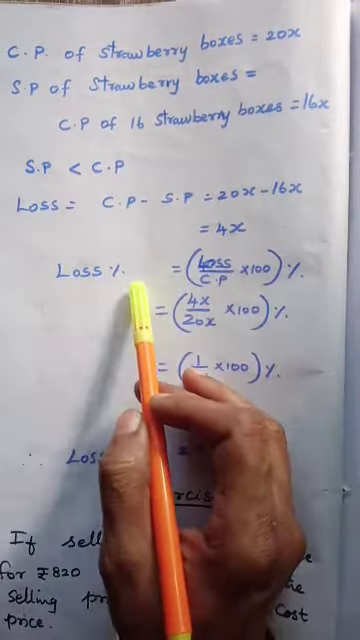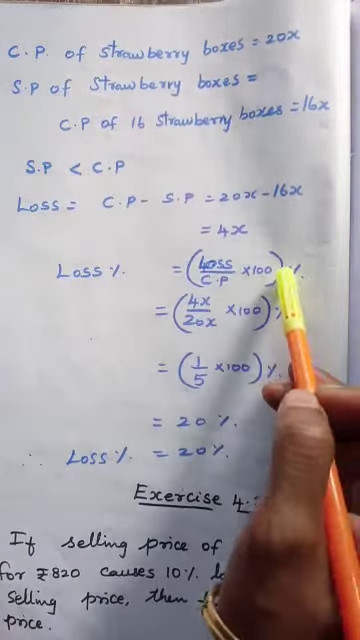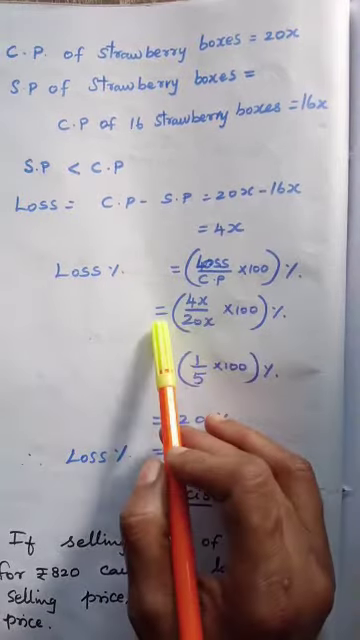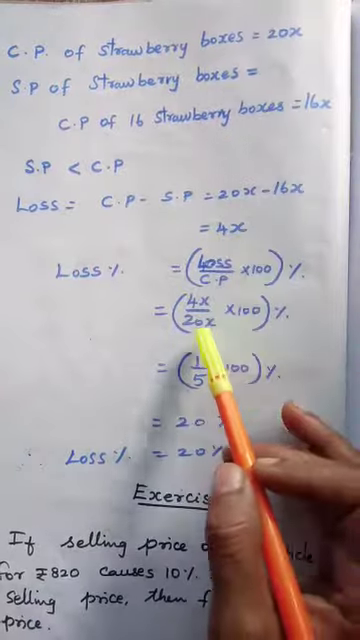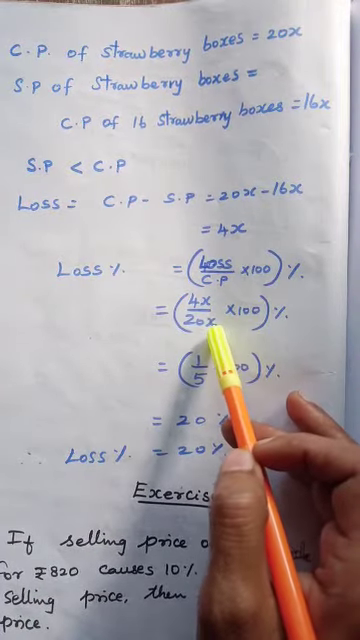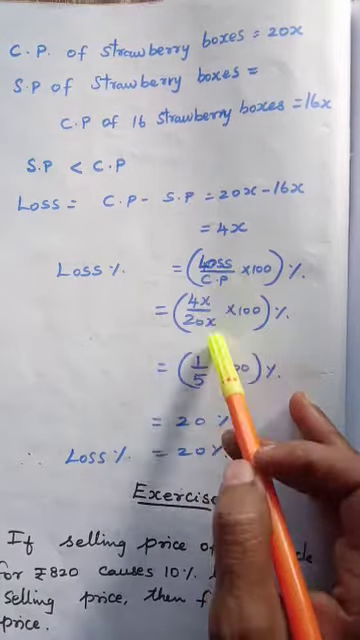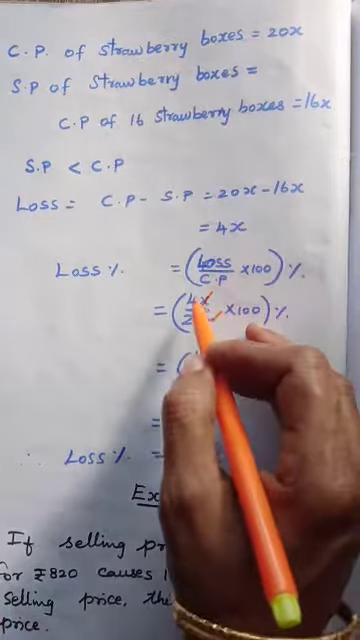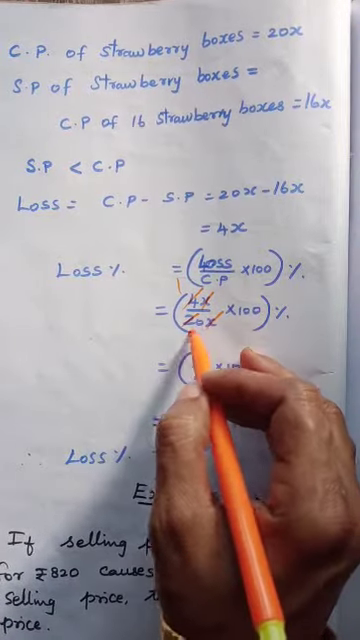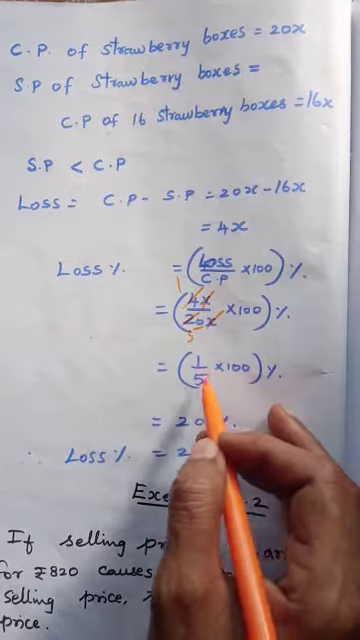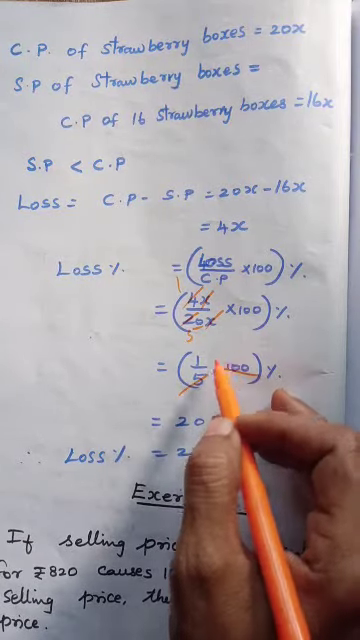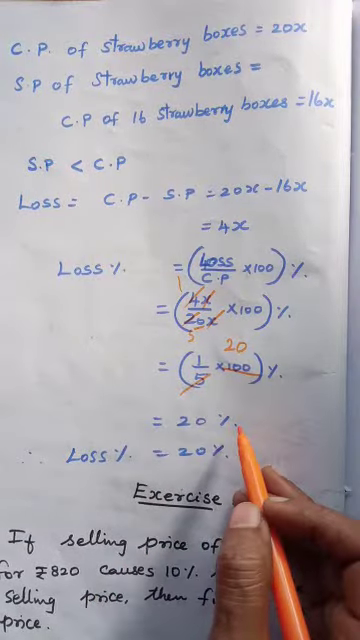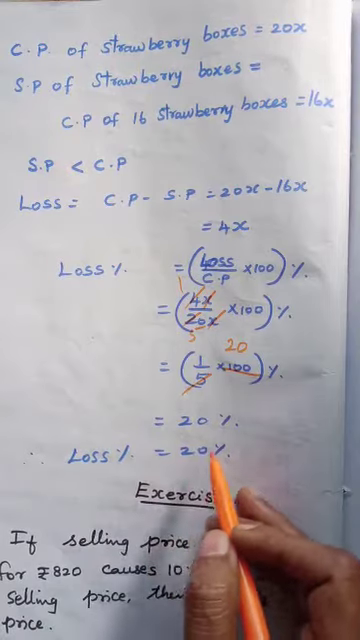Okay. So loss percent is equal to loss by CP into 100%. You have to find the loss percentage. So loss, how much loss? 4X loss. So 4X by 20X is the CP, into 100. Now we can cancel X and X, and also 1 times here 5 times. So 1 by 5 into 100. Then 5 20s are 100. So 20%. Loss percent is equal to 20%.